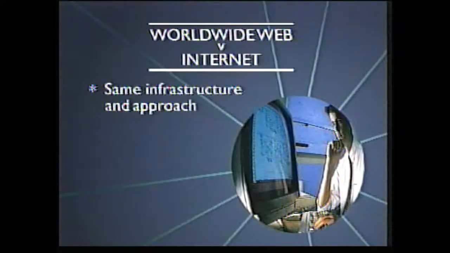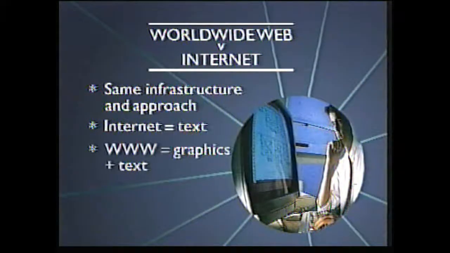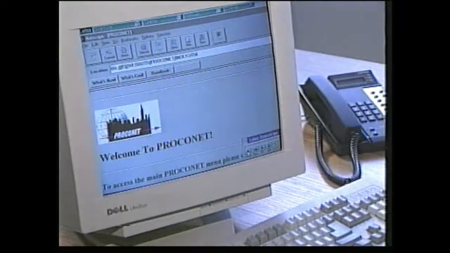Both systems use the same infrastructure and approach. The difference lies in the fact that the Internet is text-based, whereas the World Wide Web can use high-quality graphical information to support the text. Having successfully completed those two newsgroup messages, we can go on to have a look at the World Wide Web.